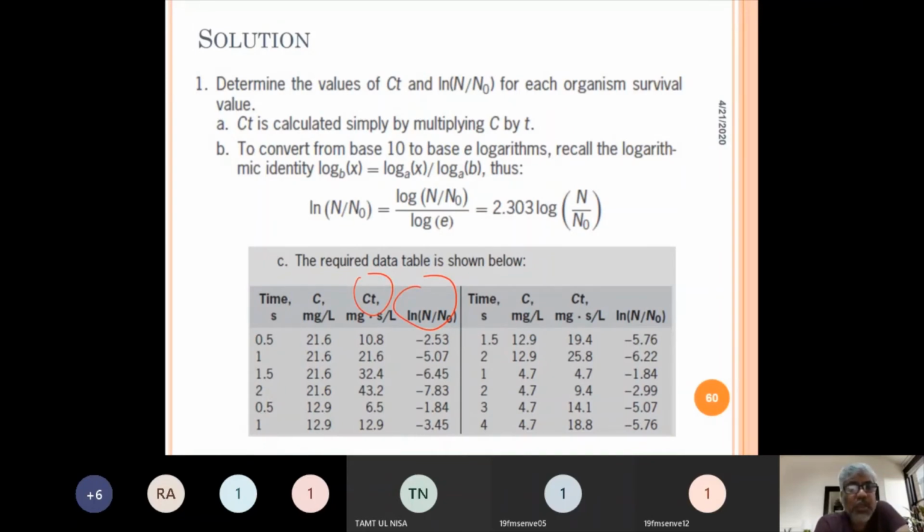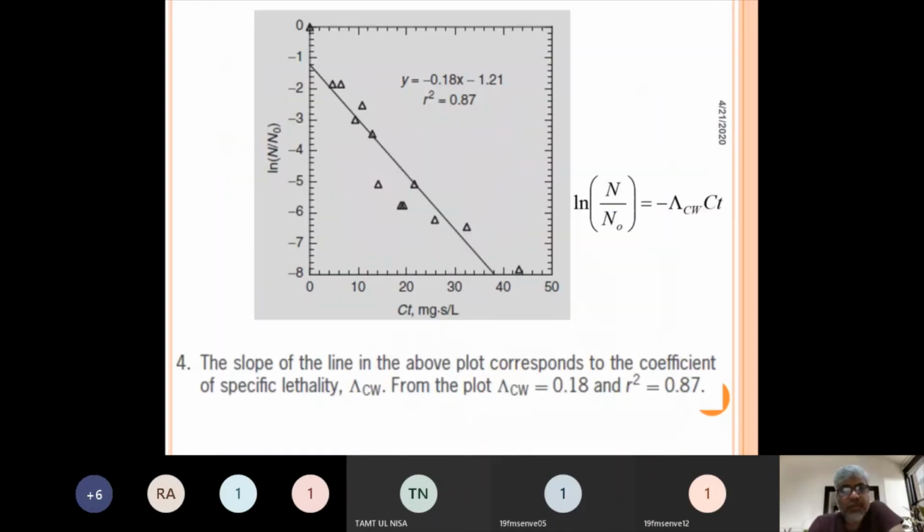We can use this natural log, which can be converted into log base 10 if we multiply it by 2.303. So we can multiply this figure by 2.303 and we get log N over N naught value. Or we can just use the natural logarithm and plot against CT using Excel. So we have these data points, and if we add a trend line, we will get a straight line.